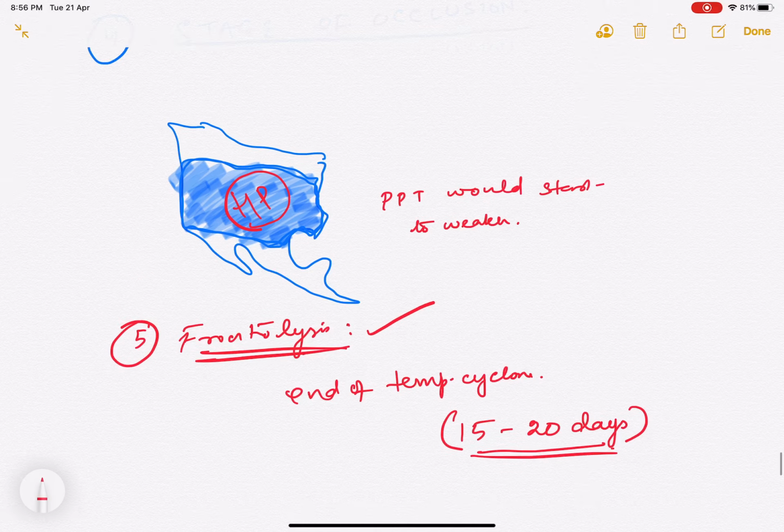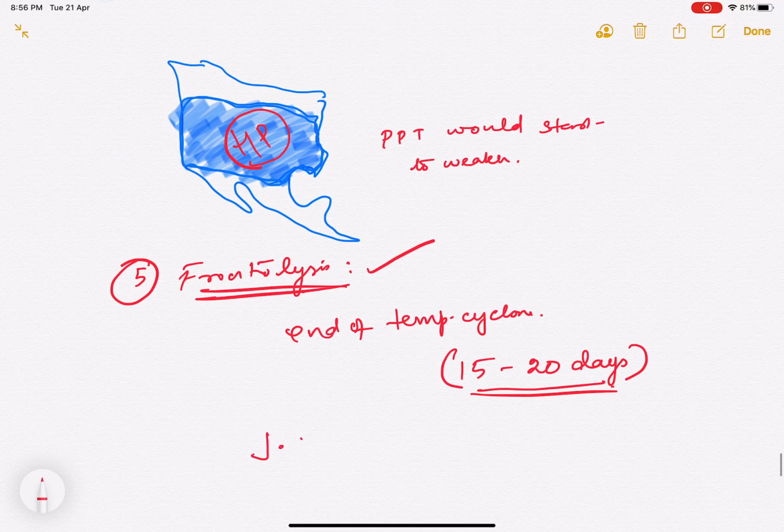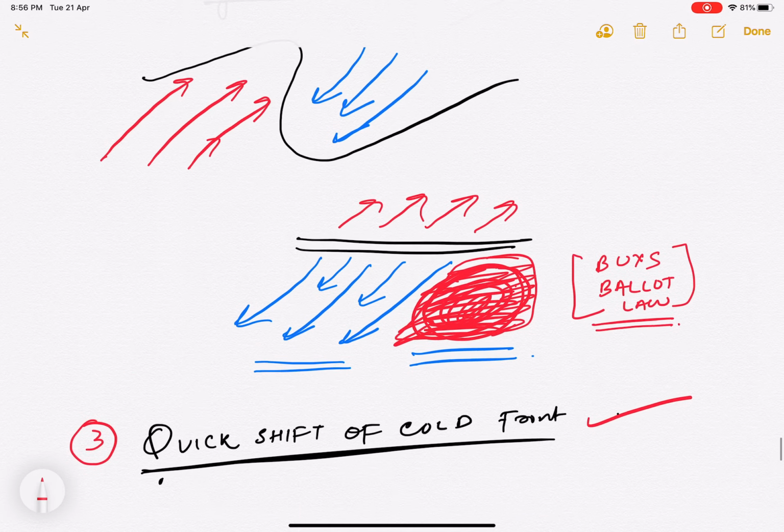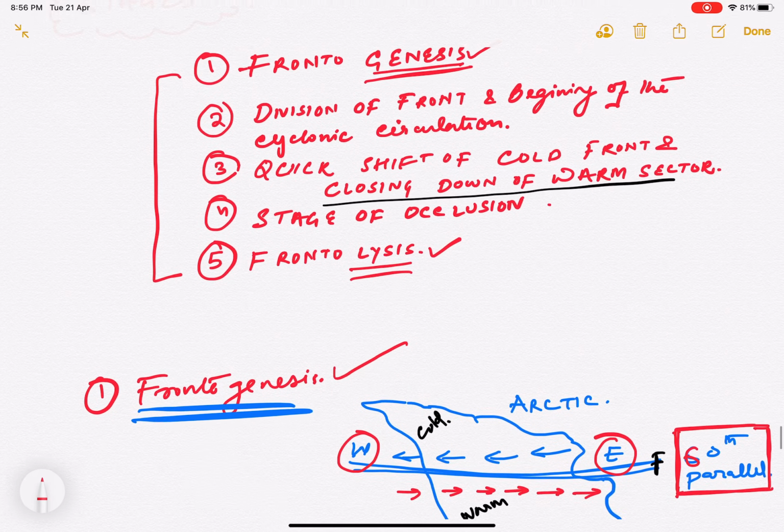I hope you remember that when I was teaching the jet stream, I had talked about the polar front jet. And what was the reason for the polar front jet? It was because of the convergence of the warm air mass and the cold air mass. I hope with this you got how the temperate cyclone is formed.